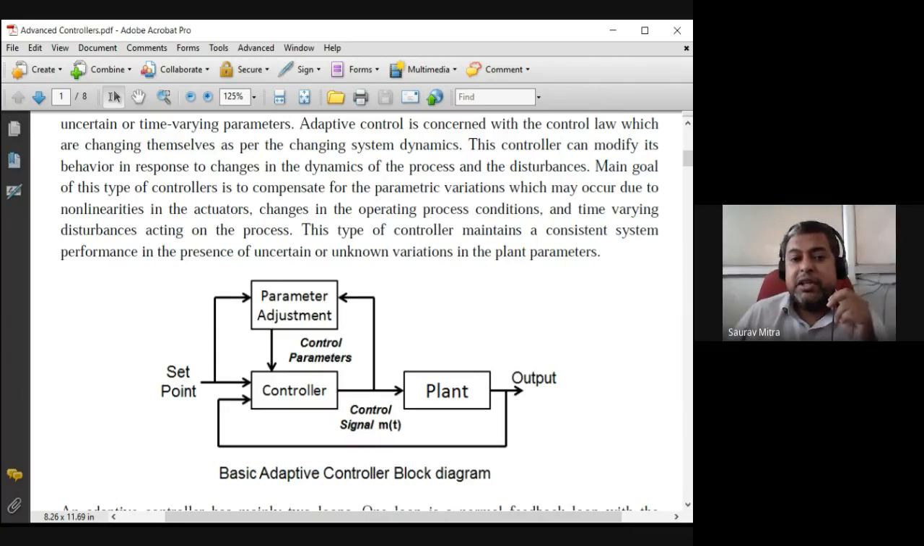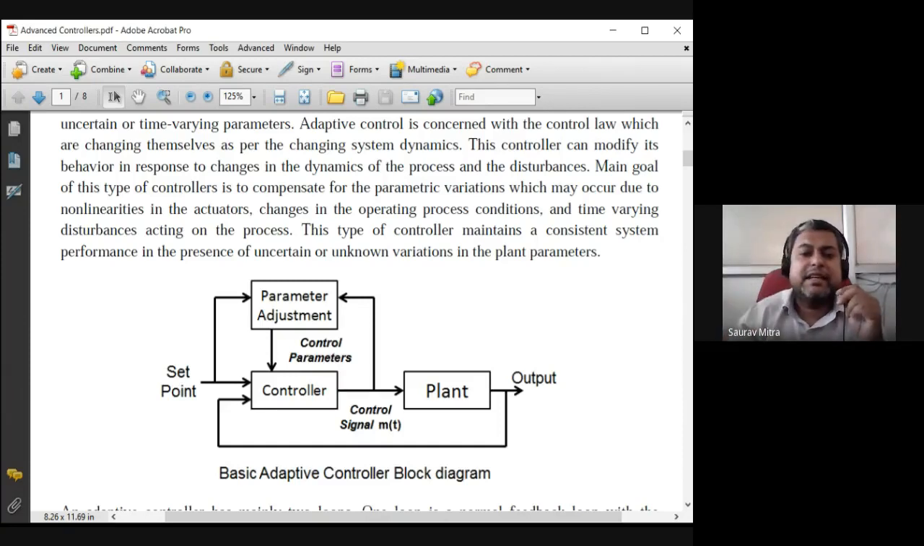Changes in the operating process condition might suddenly add a lot of disturbances, which might change suddenly, okay, and time varying disturbances acting on the process. So there will be some continuous time varying disturbances and there will be some sudden time varying disturbances. All these things should be compensated properly by the adaptive controller. So this type of controller maintains consistent performance in the presence of uncertain or unknown variations in the plant parameters.